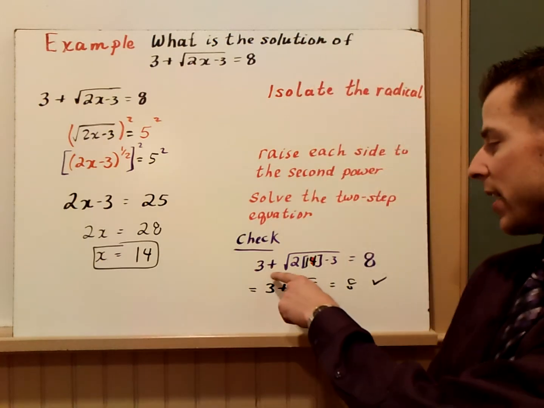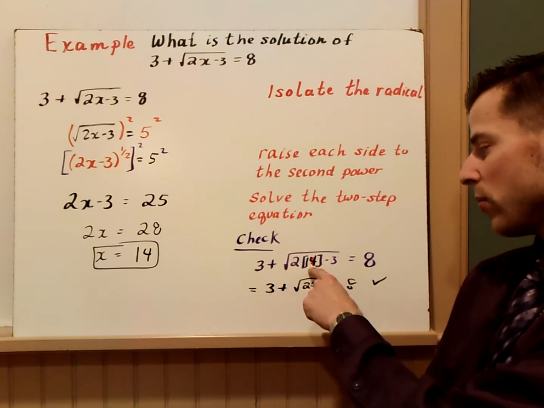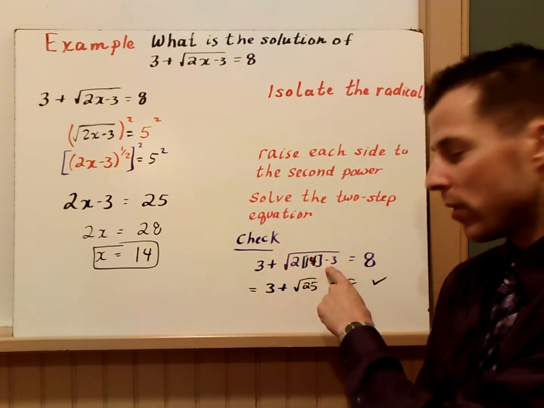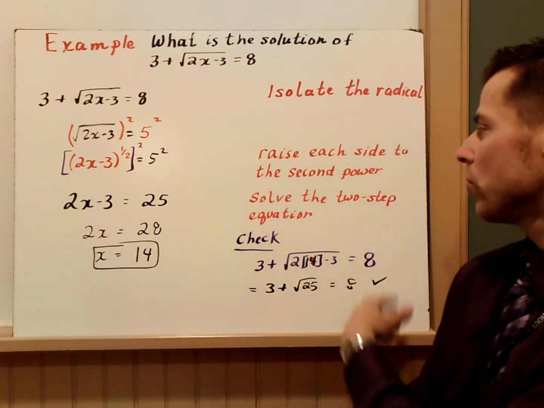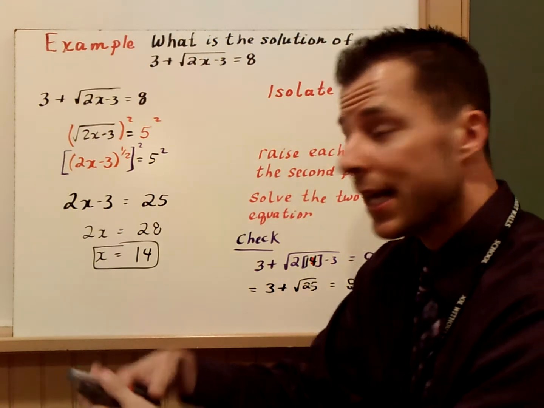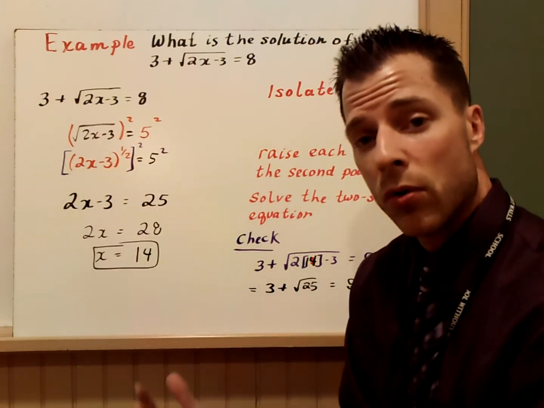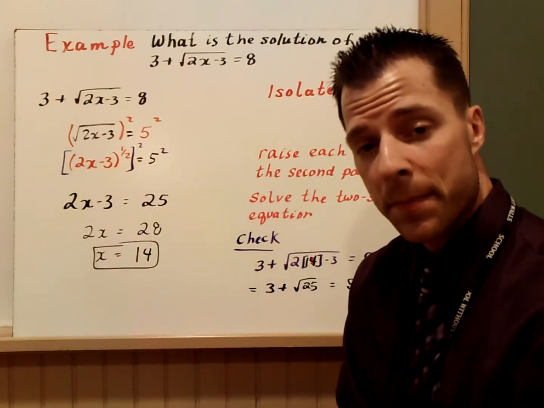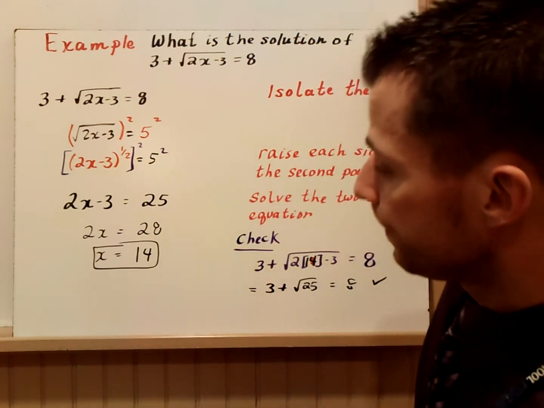You can easily check here. 3 plus root of 2 times 14 minus 3: 28 minus 3 under the radical is root 25. Root 25 is 5, plus 3 is 8, so my answer works. And that's the essential understanding: isolate your radical or exponential first, and then check your work to make sure you don't have an extraneous solution.